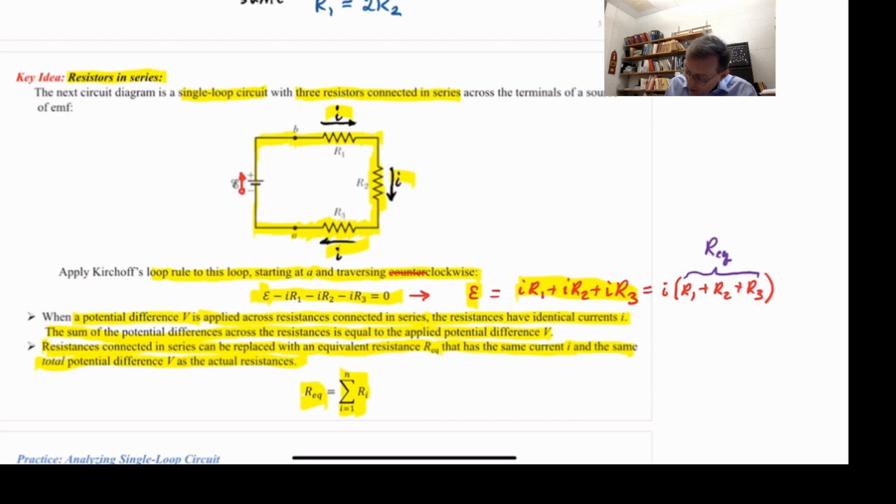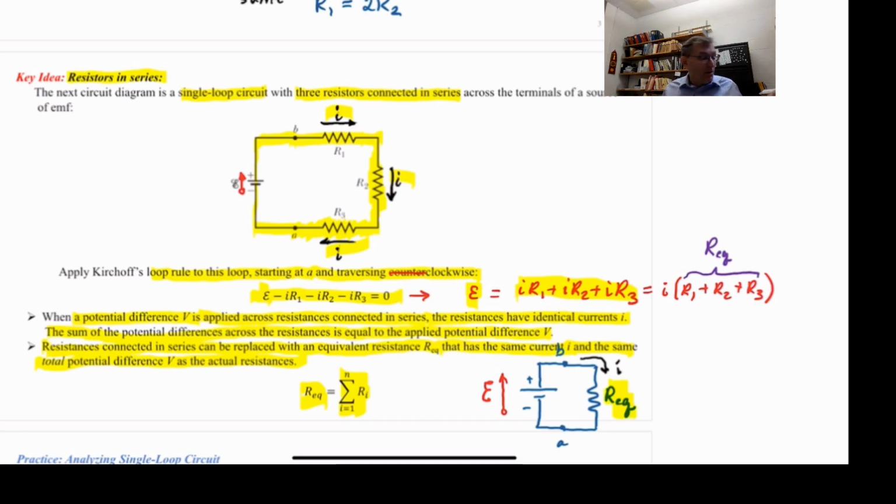And then you can draw a new simplified circuit diagram with the source of EMF and its two terminals labeled A and B. And now we've replaced the three resistors with the one equivalent resistance, and we have the same current I going around clockwise, where that Req is R1 plus R2 plus R3.